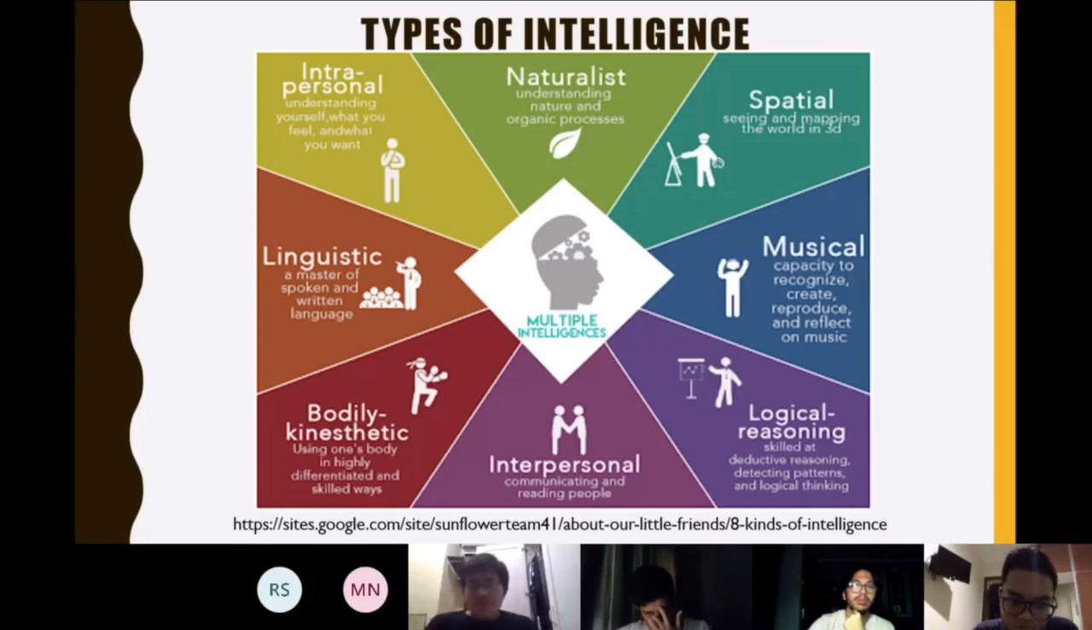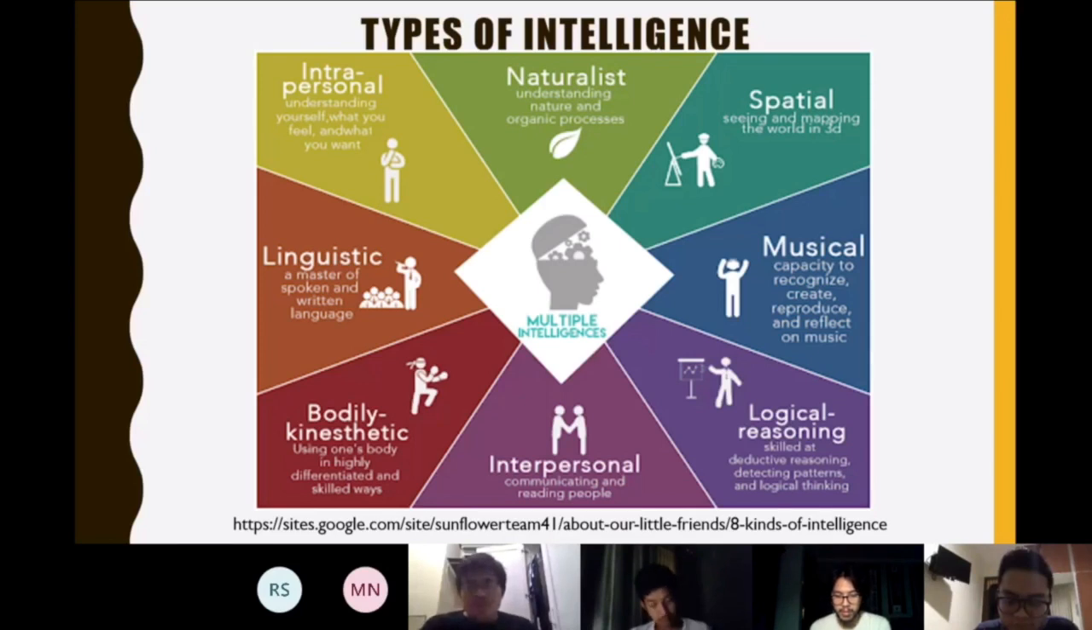So next, for the types of intelligence, there are 8 types of intelligence. There are intrapersonal, naturalist, spatial, musical, logical reasoning, interpersonal, bodily kinesthetic, and linguistic. So I want to explain them one by one. The intrapersonal is about understanding ourselves, what we feel and what we want. And the naturalist is understanding nature and organic processes.